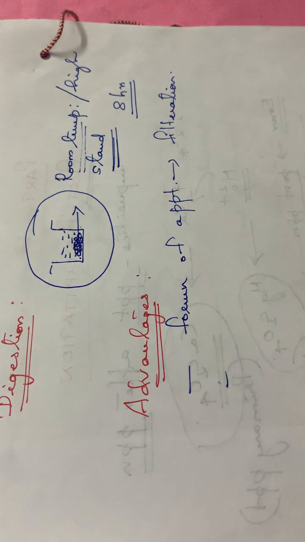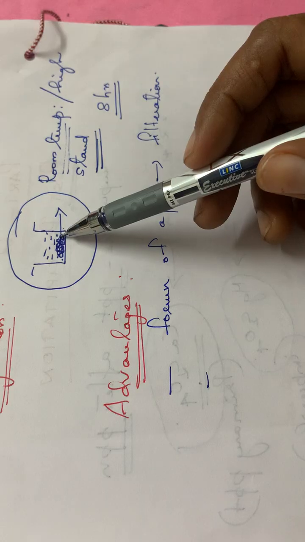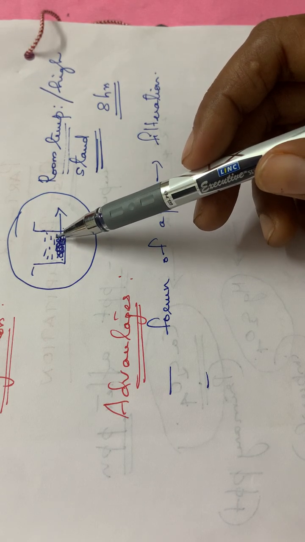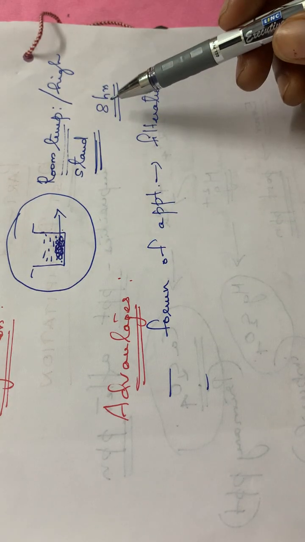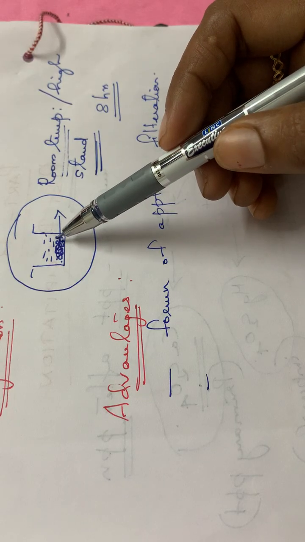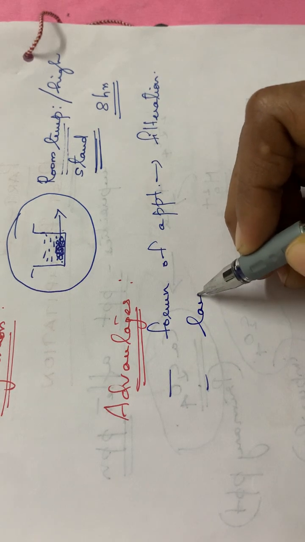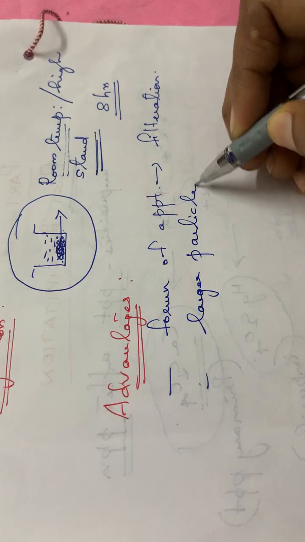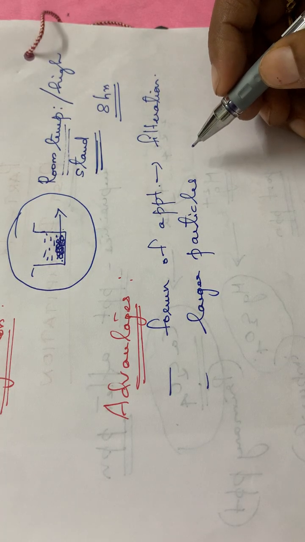And the second advantage is that, during the precipitate formation, sometimes smaller particles of precipitate will be formed. While keeping it for several hours, the precipitate will be growing, or the particle size will be increasing. So larger particles are formed while keeping it for several hours.